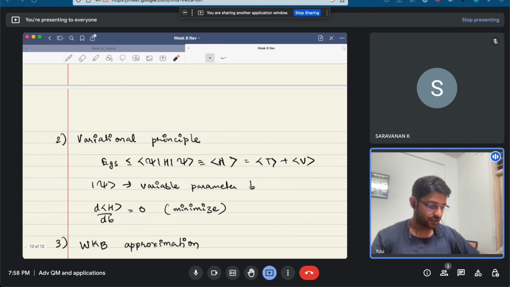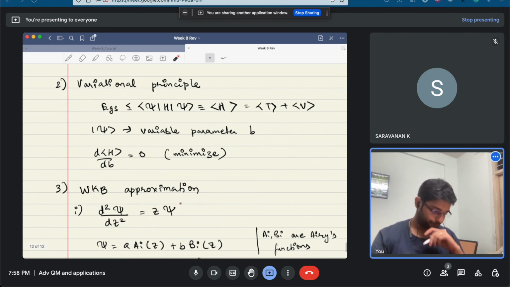So these trial wave functions have a variable parameter B through which you have to optimize. You take the expectation value of the Hamiltonian with a derivative with respect to dB, and you just put it to 0. You minimize it, so you get a ground state energy for that.